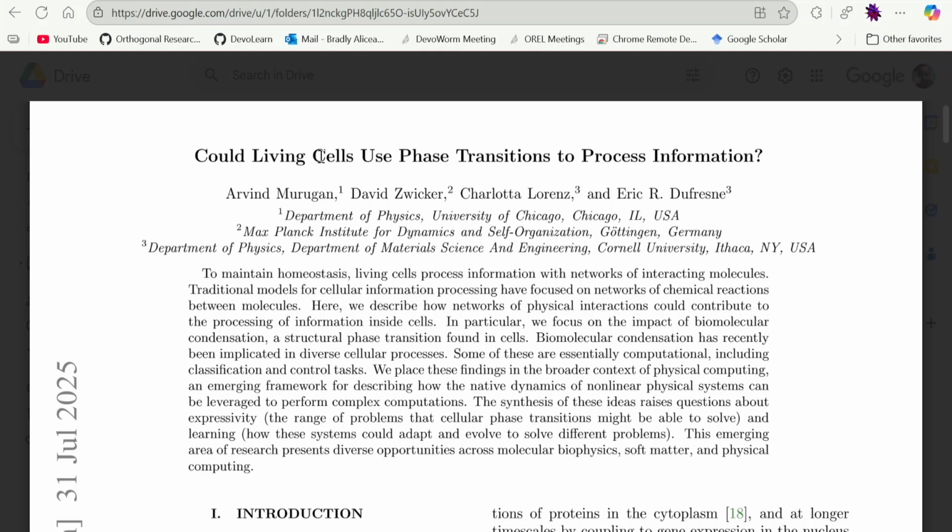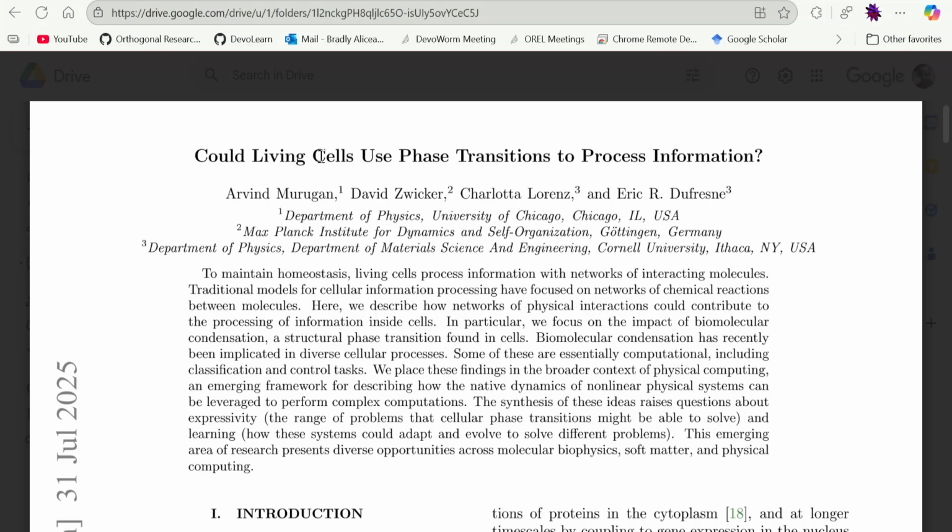So the abstract reads, to maintain homeostasis, living cells process information with networks of interacting molecules. Traditional models for cellular information processing have focused on networks of chemical reactions between molecules. So this is where the cells are producing some sort of diffusible substance or secreting some sort of protein, or there's something that they're using to communicate with, like peptides to communicate with other cells. And so that's kind of what we think about when we think about information processing.